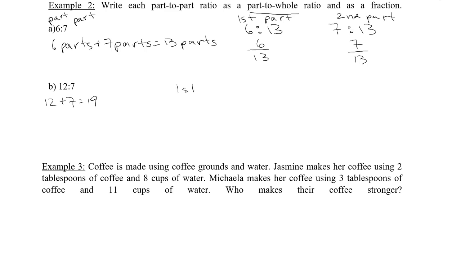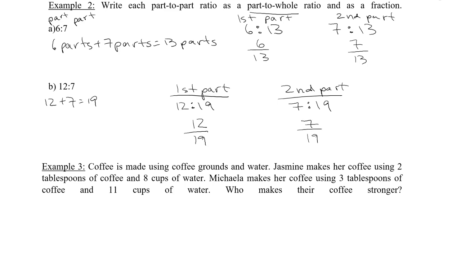So in our first part, as a part-to-whole ratio, we've got 12 to 19. Second part, I look at my second part, there's 7 parts out of 19 in total. There's my ratios, and then just to write them as a fraction, I just turn them into fractions.